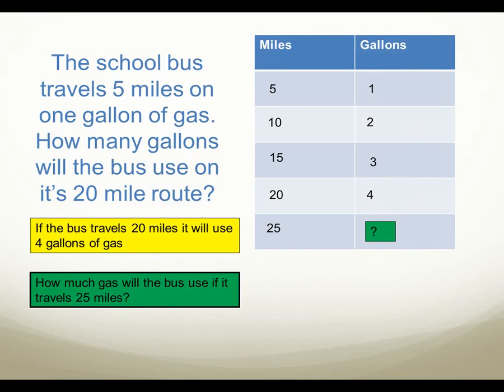Okay. Now I told you I'd go back to this question. On your Google Doc tonight, I want you to make sure that you fill in the correct answer that goes right here in this green box. How much gas will the bus use if it travels 25 miles?